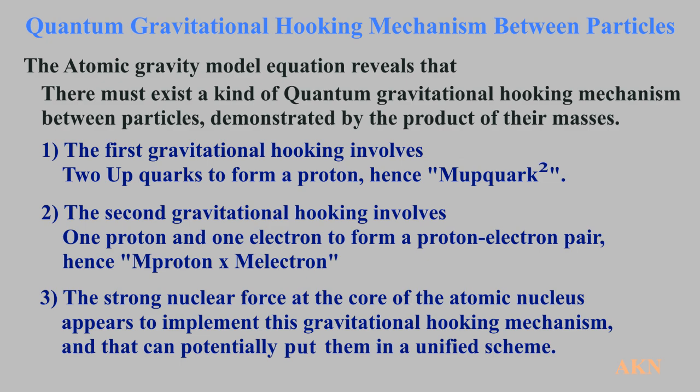The first gravitational hooking involves two quarks to form a proton. The second gravitational hooking involves one proton and one electron to form a proton-electron pair. The strong nuclear force at the core of the atomic nucleus appears to implement this gravitational hooking mechanism, and that can potentially put them in a unified scheme.